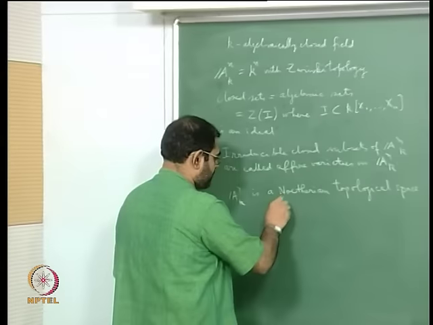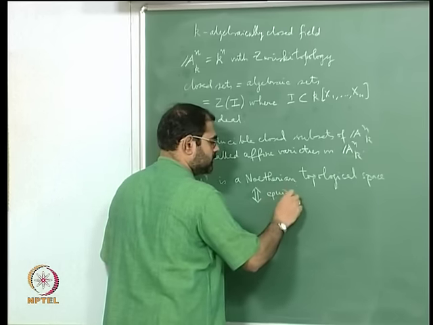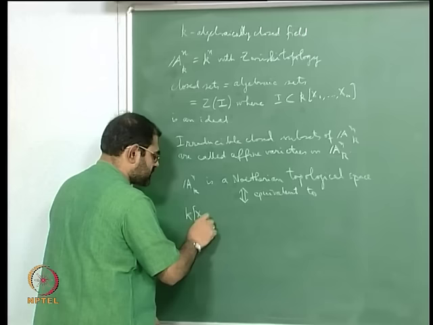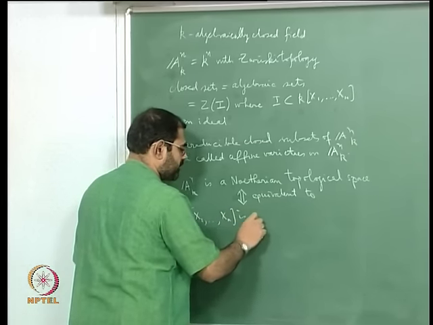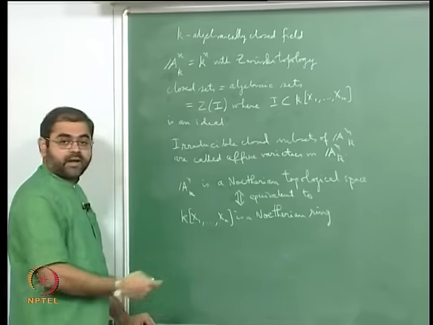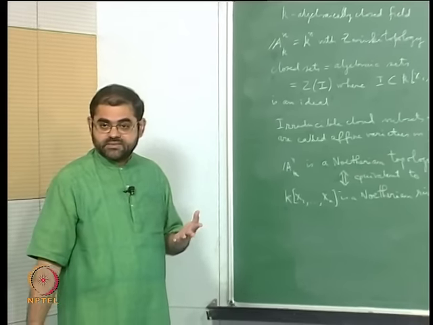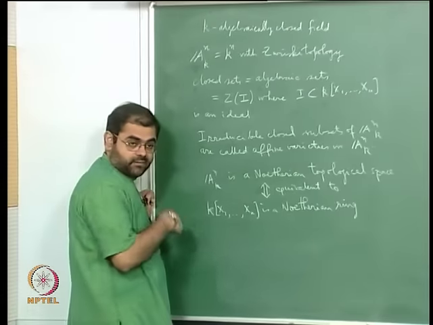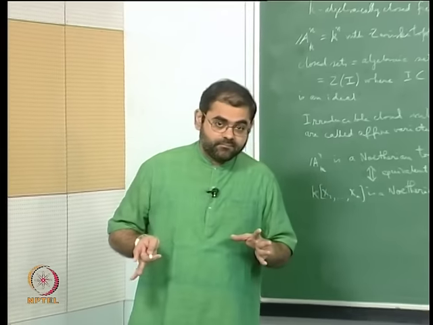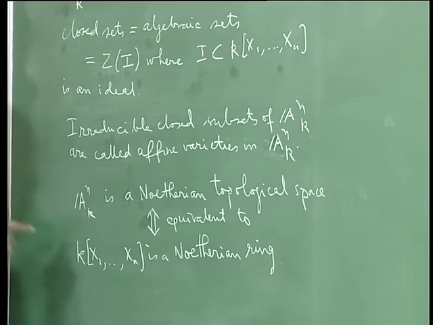So the fact is that this is equivalent to the fact that the polynomial ring in n variables is a Noetherian ring. And why is the polynomial ring in n variables over k a Noetherian ring? That's just because of Hilbert's basis theorem. That's just Emmy Noether's theorem, which says that if you start with a commutative ring with 1 that is Noetherian, that is, if it satisfies the ascending chain condition on ideals, then so does the polynomial ring in n variables over that ring.